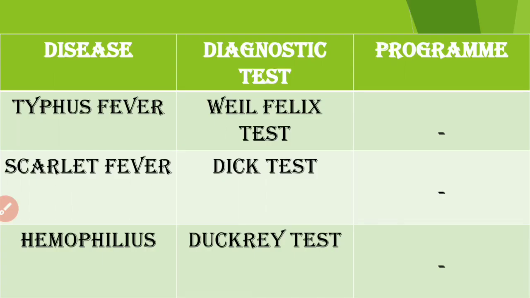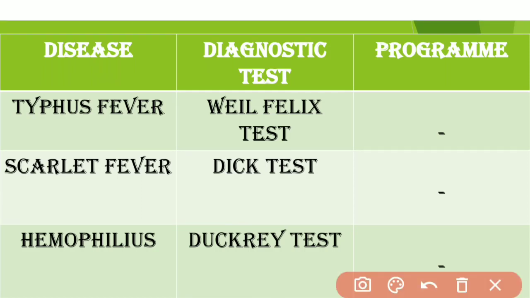So next one is typhus fever. Typhus fever is transmitted through bacteria carried by fleas, lice and chiggers. So there are small insects by which typhus fever can be transmitted, and the diagnostic test is the Weil-Felix test. Next one is scarlet fever, whose diagnostic test is the Dick test. Next one is Haemophilus, and its diagnostic test is the Ducrey test.